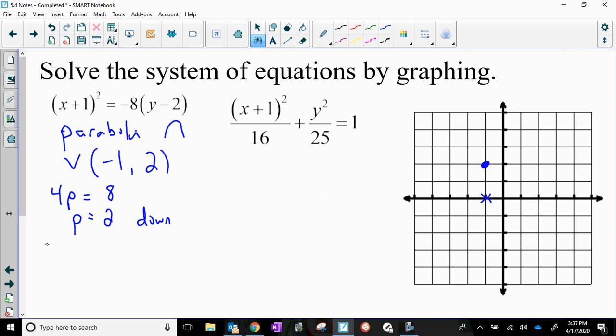Now I need to get my last 2 points, and those come from 2p. So if 1p is 2, then 2p would be 4. I'm going to go left and right 4 units. And then as best as I can draw, I'll make my parabola.